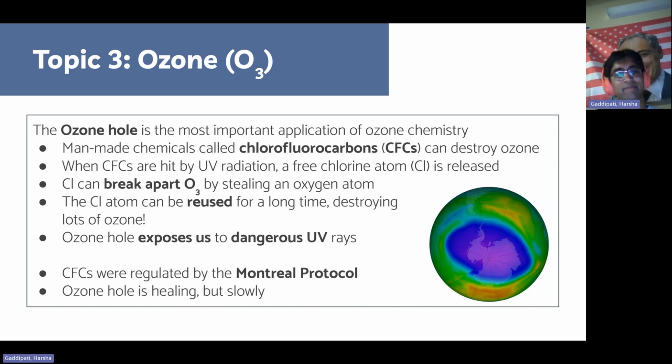When CFCs are hit by UV radiation, a free chlorine atom is released. Chlorine can break apart O3 by stealing an oxygen atom. The chlorine atom can be reused for a long time, destroying lots of ozone. So once the Cl breaks apart an O3, it's not done. The chlorine can keep stealing oxygen atoms from multiple ozone molecules. These things can destroy the ozone in the ozone layer, and cause us to be exposed more to dangerous UV rays.